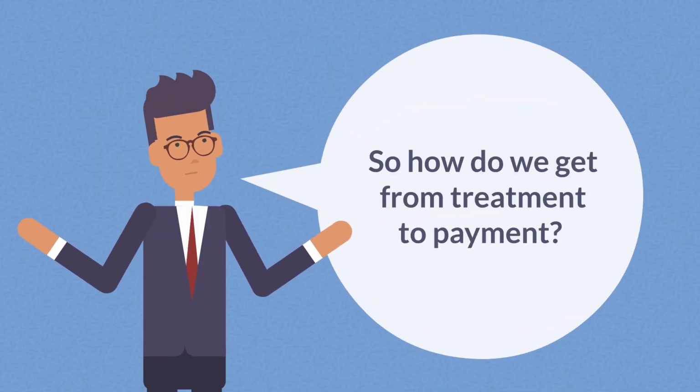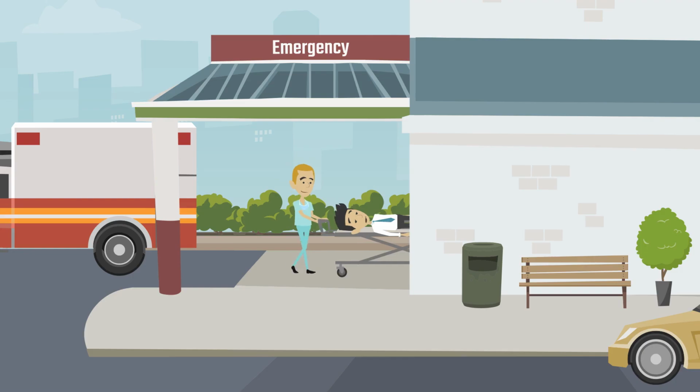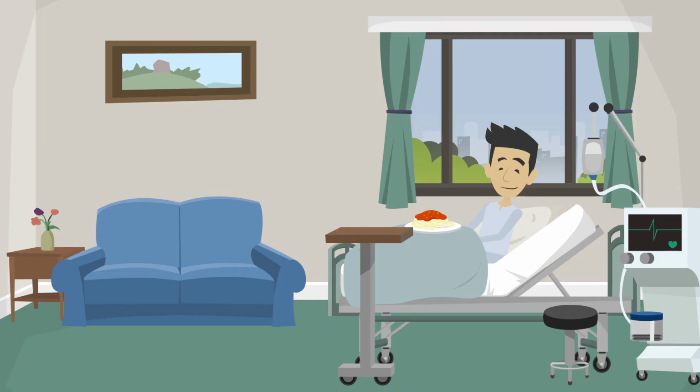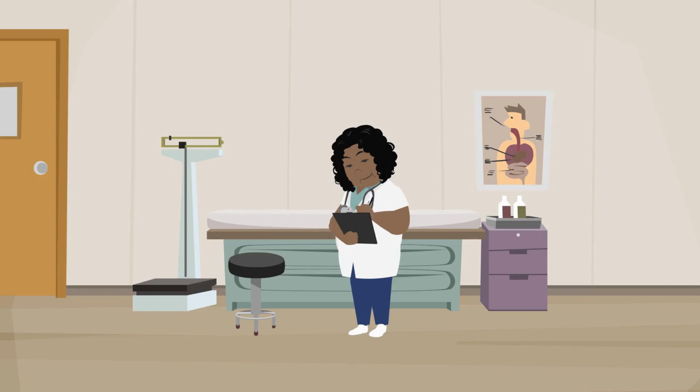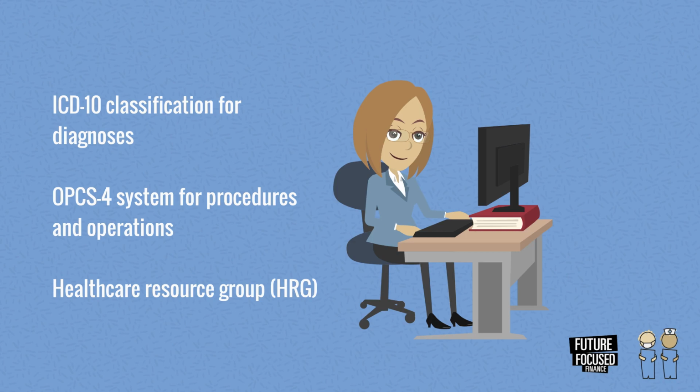So, how do we get from treatment to payment? All care delivered during a patient episode, which can be anything from an outpatient appointment, an A&E attendance or a hospital stay, is documented in the patient notes. Once the episode is complete, the notes are sent to clinical coding, where trained clinical coders carefully read through the notes and allocate the appropriate alphanumeric codes using the ICD-10 classification for diagnosis and the OPCS-4 system for procedures and operations.